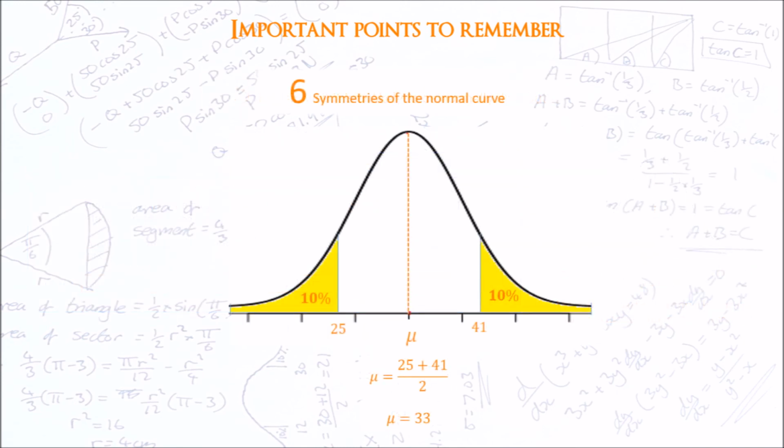Point 6 is remembering about the symmetries of a normal curve. So for example, if they tell you that 10% of the data lies less than 25 and 10% of the data is greater than 41 and you need to work out mu, well, you could work out two simultaneous equations and do it that way, but that's a lot more long-winded. Alternatively, you know that mu lies slap bang in the middle. So simply just work out the midpoint of 25 and 41.